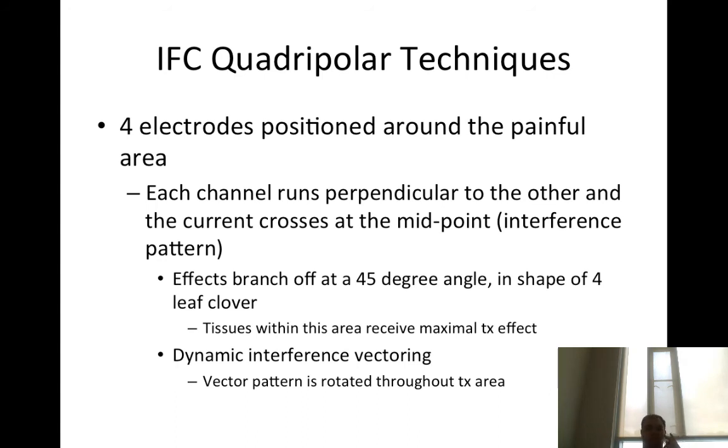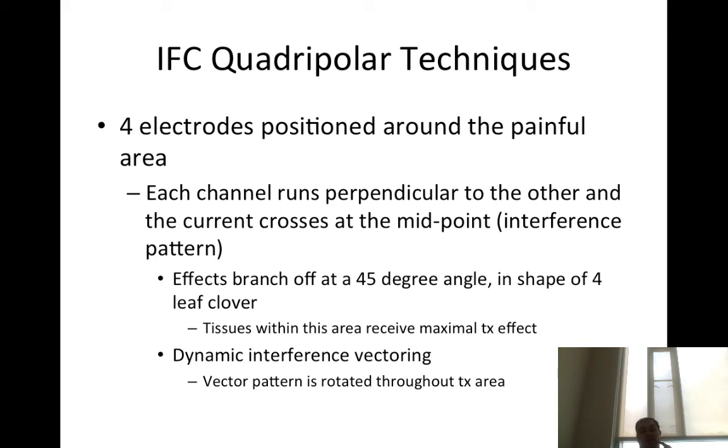So, IFC quadripolar technique: four electrodes positioned around the painful area. We surround the pain. Each channel runs perpendicular to the other, and they cross at a midpoint called the interference pattern. The effects branch off at a 45-degree angle in the shape of a four-leaf clover. The tissues within this area receive the maximal treatment effect. That's why we surround the pain.